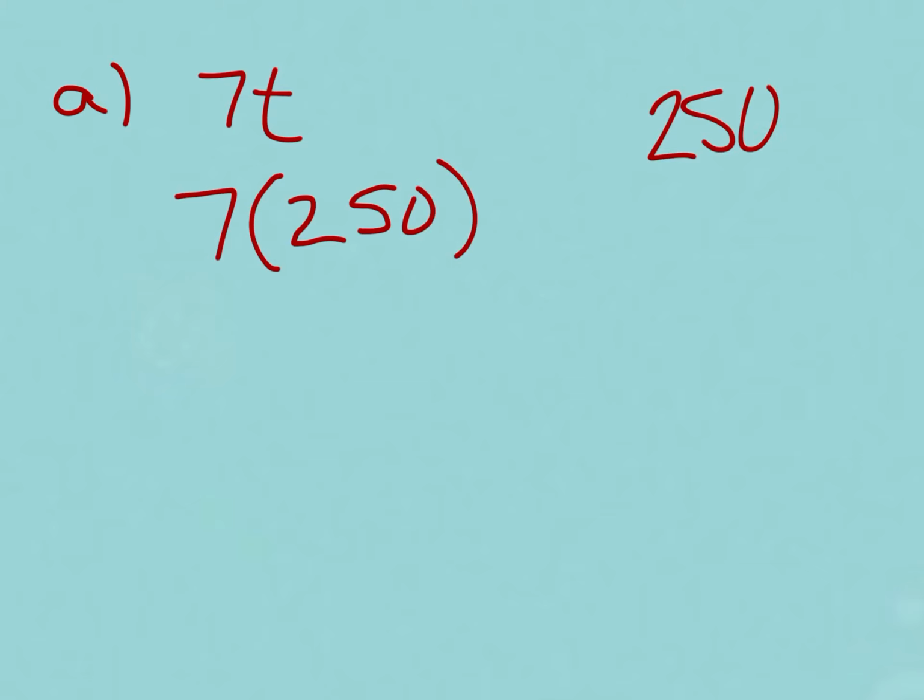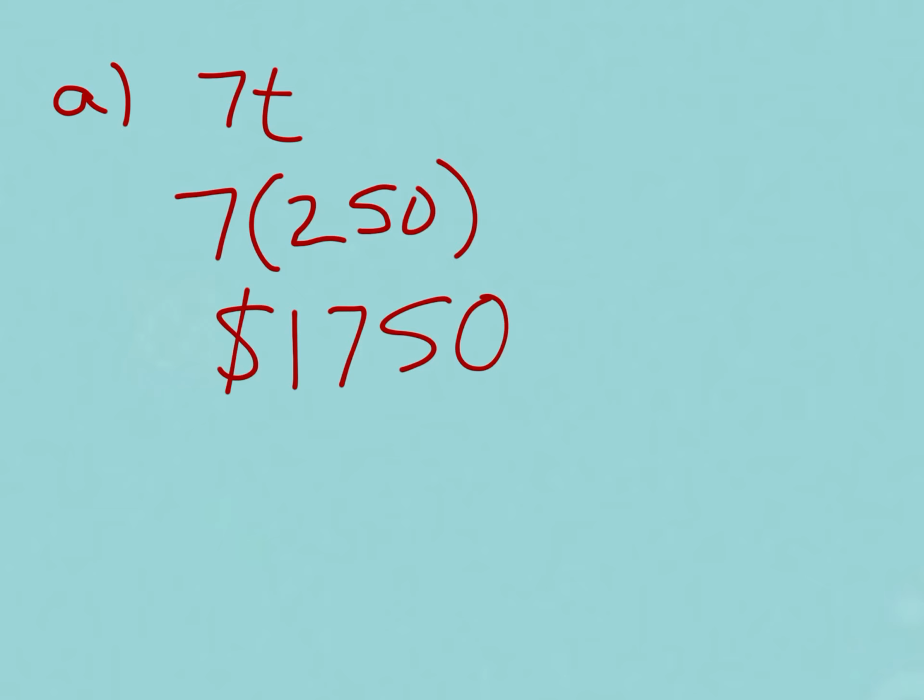Then it says evaluate this expression for 250 people. So if 250 tickets were sold, how much would they make? That is 250 times 7. 7 times 2 is 14, plus 3 more makes 1750. So when we evaluate that expression, we find out that they had $1,750 from ticket sales.